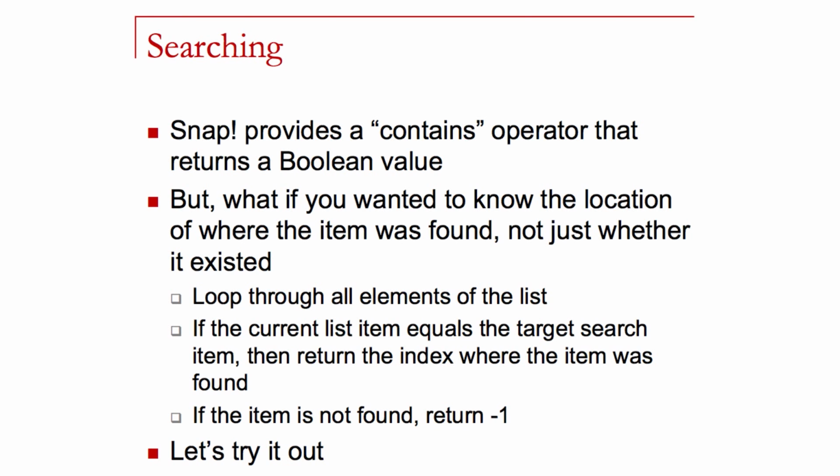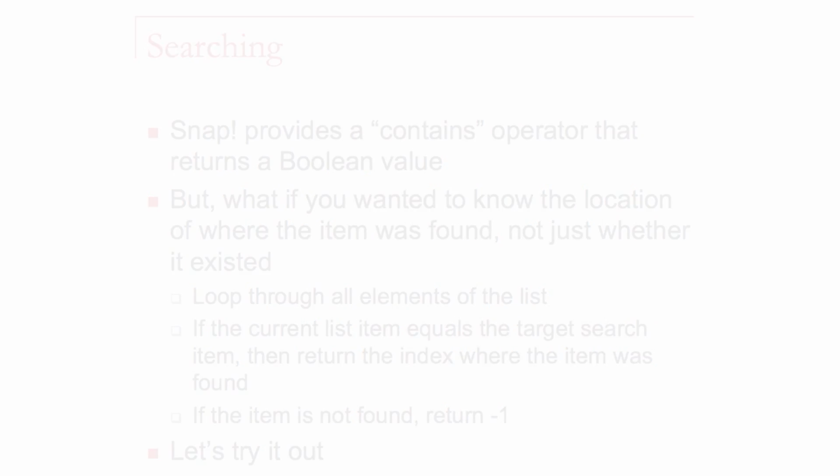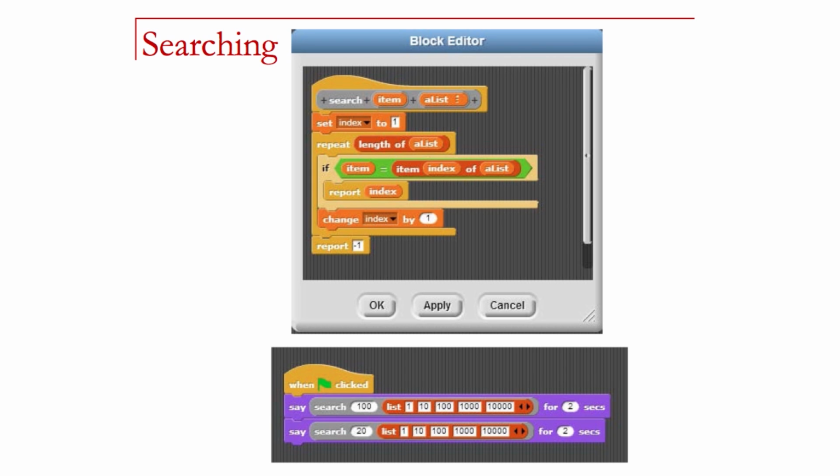So you can check out the English here on this slide that explains how that's done, and we'll look at the code on the next slide. So if this item is not found, we want to make sure we return a value of -1.